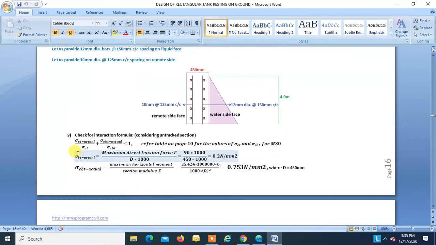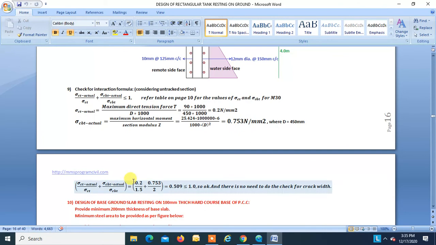Now we will find sigma CT actual. Simple, maximum tensile force, tension force is 90 divided by cross sectional area, T into 1000, that is 0.2, and sigma CBT is maximum horizontal moment divided by section modulus. So this is equal to 0.753. So putting these two over here, we get the ratio as 0.509, which is less than 1. So okay, and as this is found to be okay, there is no need to do the check for crack width.